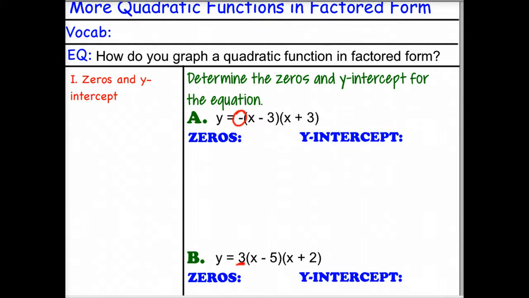Now, if you remember from yesterday, to find our zeros, we're going to take each binomial and set it equal to 0 and solve it, and then we'll put our answers in an ordered pair. So according to our zero product property, x minus 3 equals 0, which means if we add 3 to both sides, we get x equals 3, which means that my ordered pair is (3, 0).